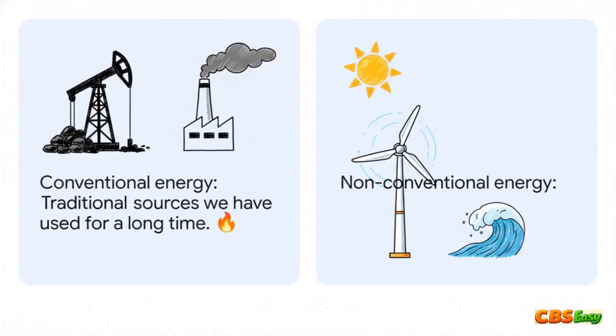And here's another big one. Conventional versus non-conventional energy. Conventional just means the old school stuff we've been using forever, like coal and petroleum. Non-conventional are the newer, cleaner sources. Think solar, wind, tidal power. This one is literally pulled straight from your textbook exercises, so you know it's important.